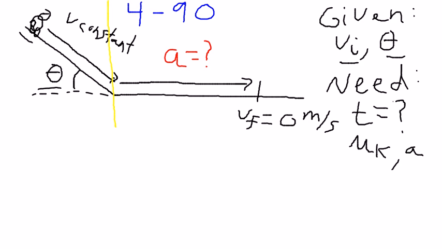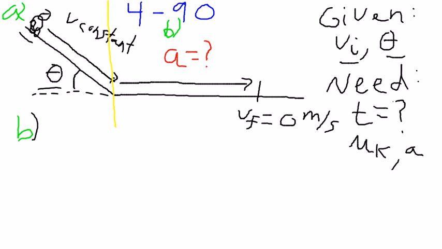Okay? So let's go ahead and label the two portions of our motion. Alright, so let's go ahead and call this first part, part A, and the second part over here, part B. So considering part B, okay, if we think about what's going on for part B, that's where we're going to be able to determine our time.